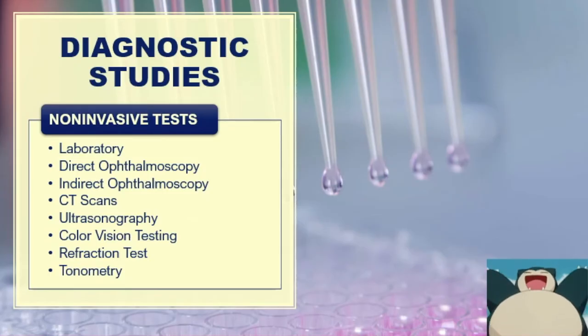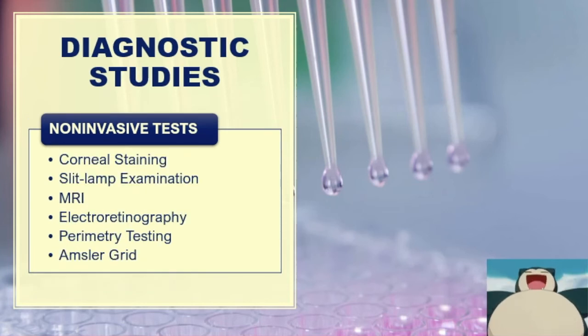Next, diagnostic studies. There are several diagnostic studies that can be done for our patient. Laboratories, direct and indirect ophthalmoscopy, CT scan, ultrasound, color vision testing. You also have your refraction test, then your tonometry. Other than that, you have corneal staining, slit lamp examination, MRI, ERG or electroretinography, perimetry testing, and your Amsler grid.